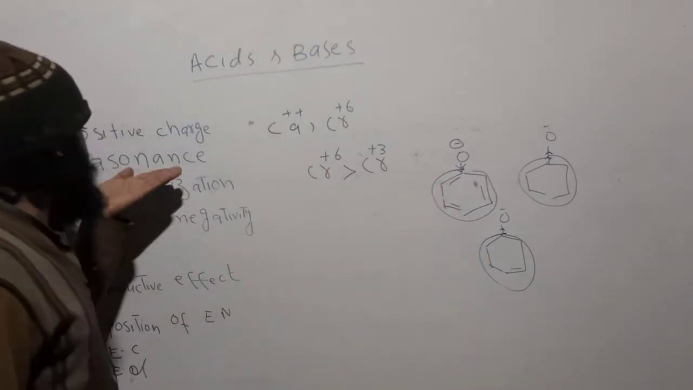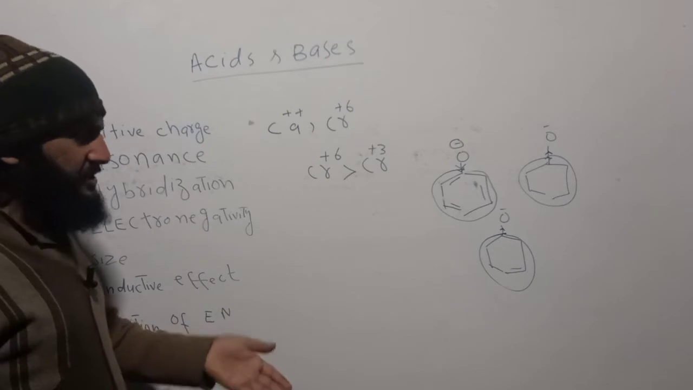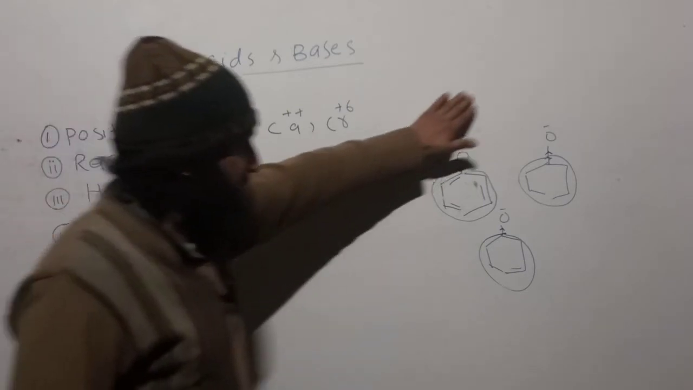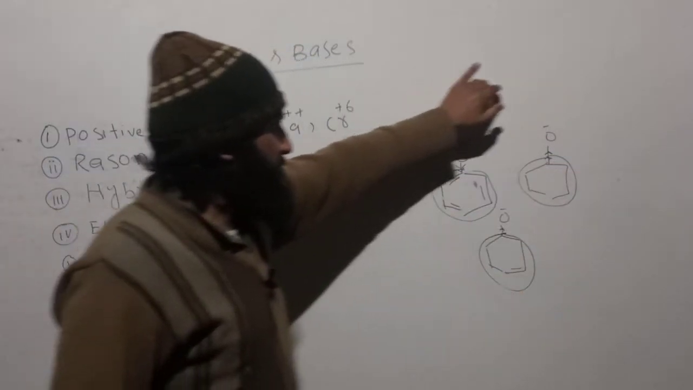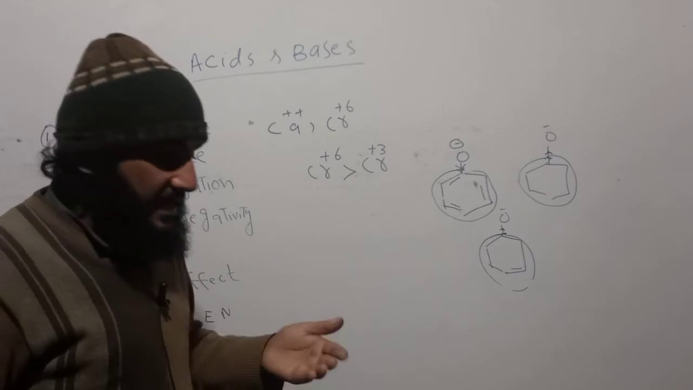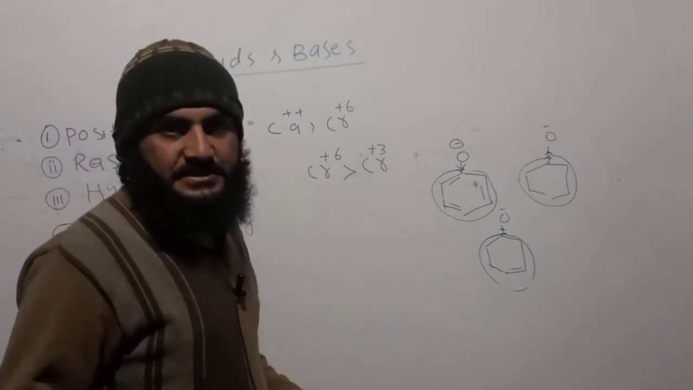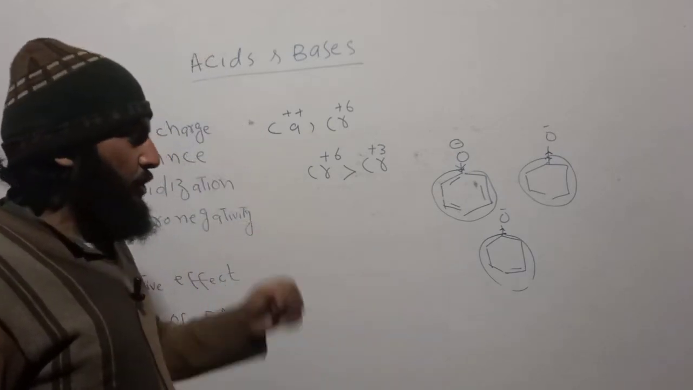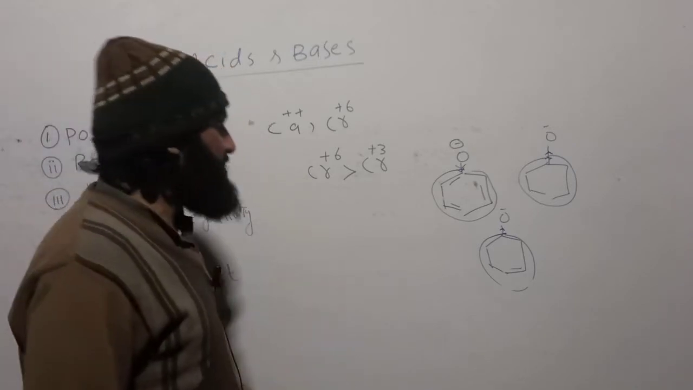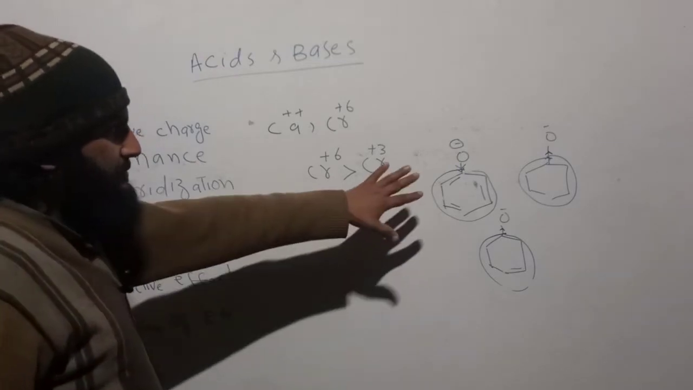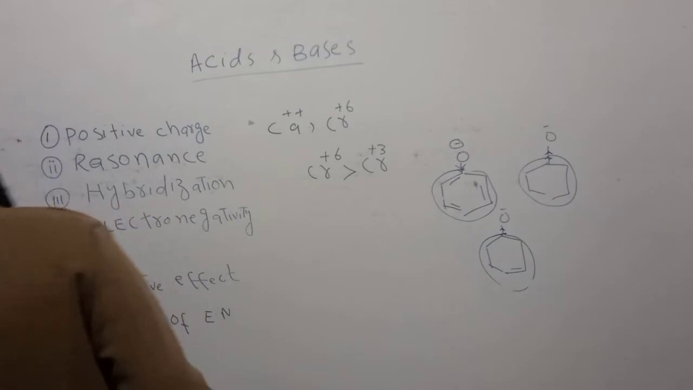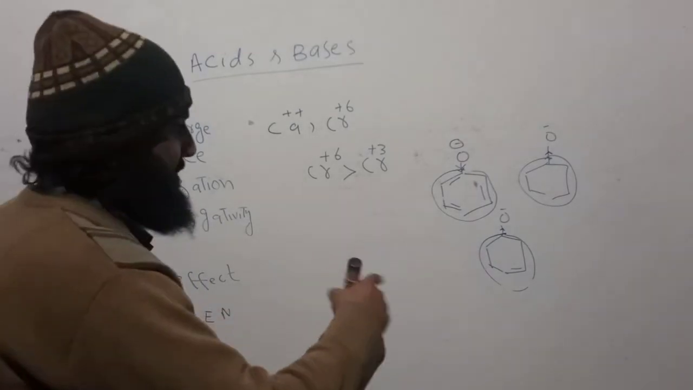So the higher the resonance structures of a negatively charged species, the less will be its basicity and the less will be its reactivity. You should note this point down in your register, in your own notebook. So this is for basicity.